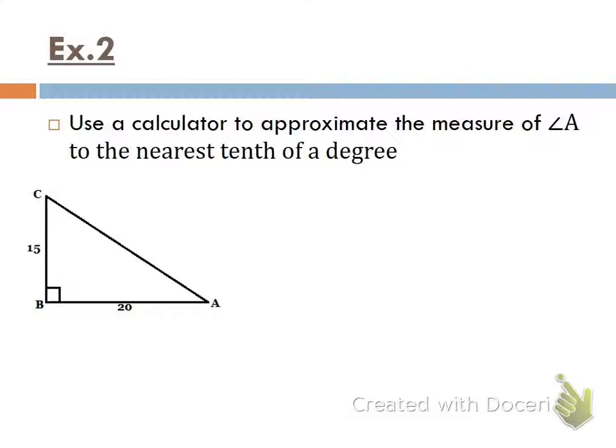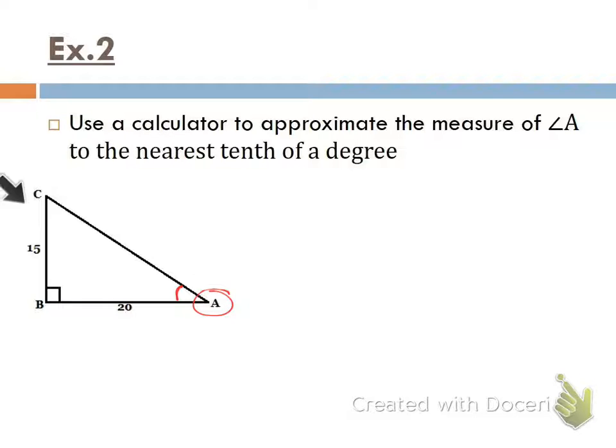Use a calculator to approximate the measure of angle A to the nearest tenth of a degree. Okay, so they gave us 2 sides. We are asked to find angle A. If you want to circle angle A, put a little star or an arc mark in it so you know that's your reference angle, that's fine. If you don't need to do that, that's fine. We have to decide which trig function is appropriate to start off with. Then from there, we'll use the inverse trig function of it.